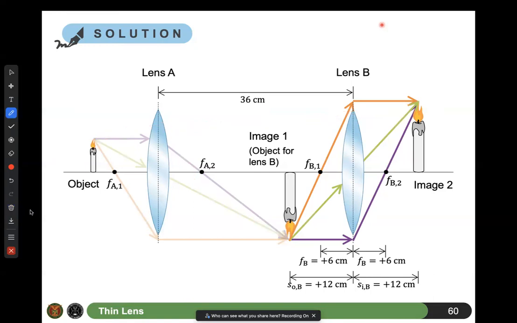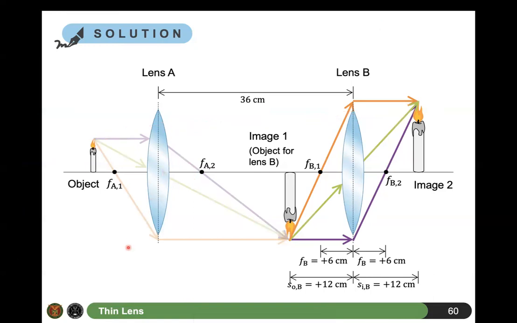Okay? Question? So ganun lang, kung mayroon kayong system of lenses, isa-isahin nyo lang. Okay.